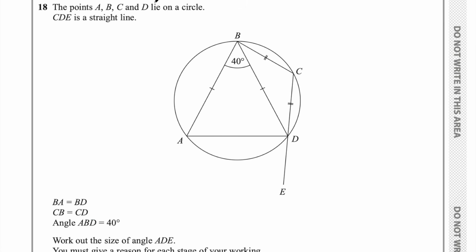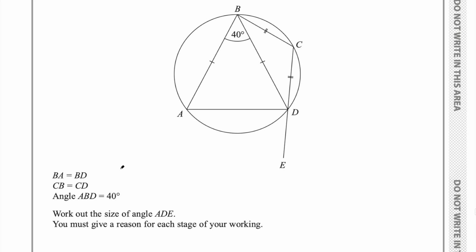Question 18 says the points A, B, C, and D lie in a circle. CDE is a straight line. BA equals BD. They've marked those in. CB equals CD. They've also marked those in. Angle ABD equals 40 degrees. They've marked that as well. Work out the size of angle ADE. You must give a reason for each stage of your working.